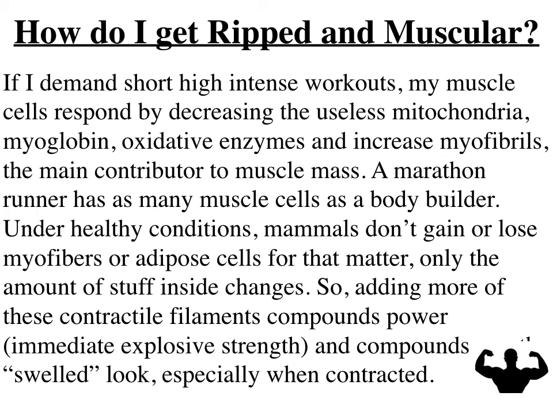We're born with the same amount of muscle cells as we die with. We don't make more muscle cells when we get stronger. When we get weaker, normally we don't decrease the amount of muscle cells. They always stay the same number. It's just the stuff inside that changes. We get more stuff or we get less stuff. So adding more of these contractile filaments compounds the power, that immediate explosive strength, and compounds that swelled, ripped, muscular look, especially when we're contracted.